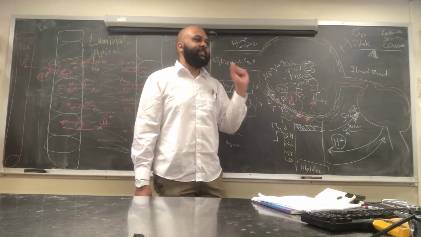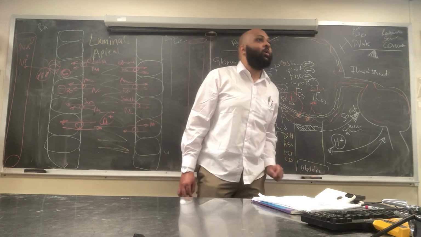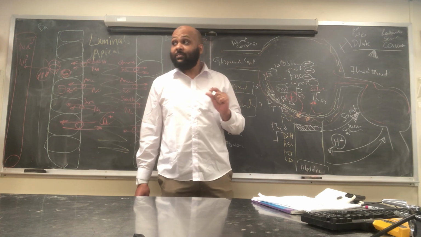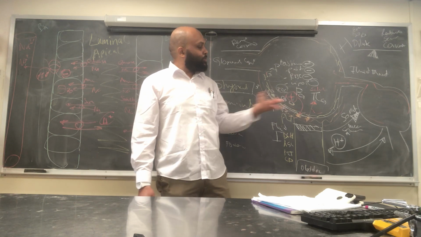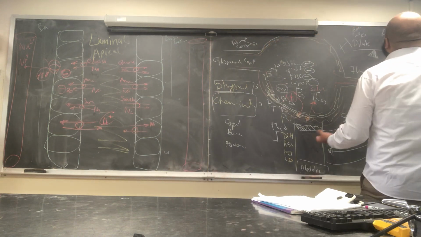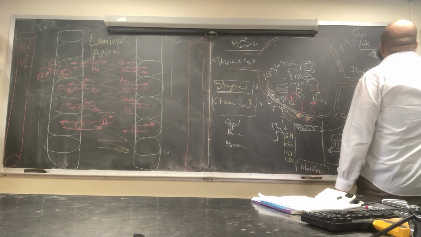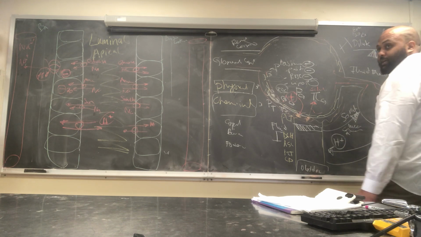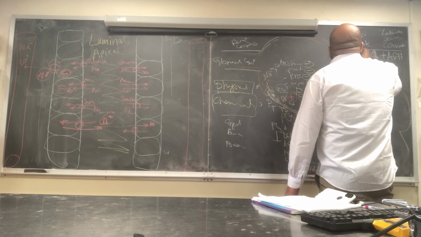So if ADH is secreted, what urine am I going to have? Am I going to have a diluted urine or a concentrated urine? I'm going to have a very concentrated urine, because what does ADH do? It reabsorbs water. It always digs holes to reabsorb water. And if I reabsorb water, my urine is going to be concentrated. So on this side, concentrated urine means plus ADH. ADH is secreted a lot.